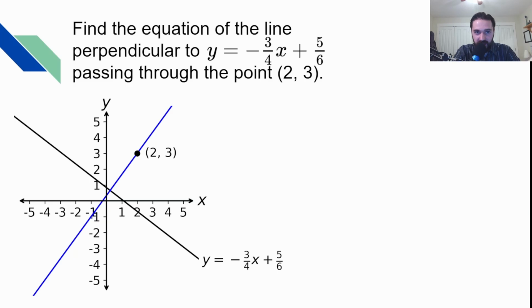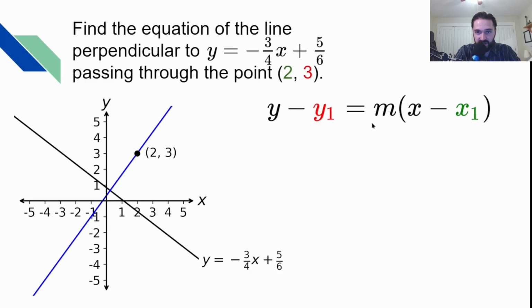Here we're asked to find the equation of the line perpendicular to y equals negative 3/4 x plus 5/6 and passing through the point 2, 3. So this black line, we already know what its equation is. We're trying to find the equation of this blue line.